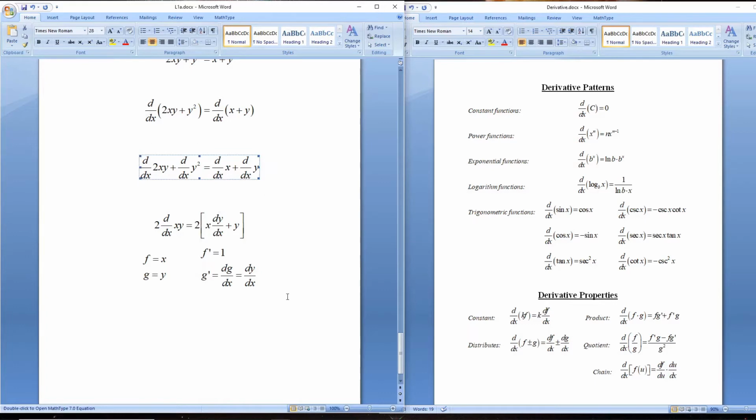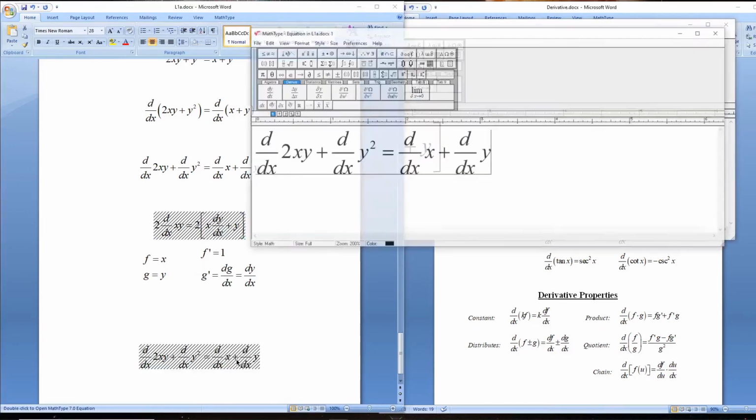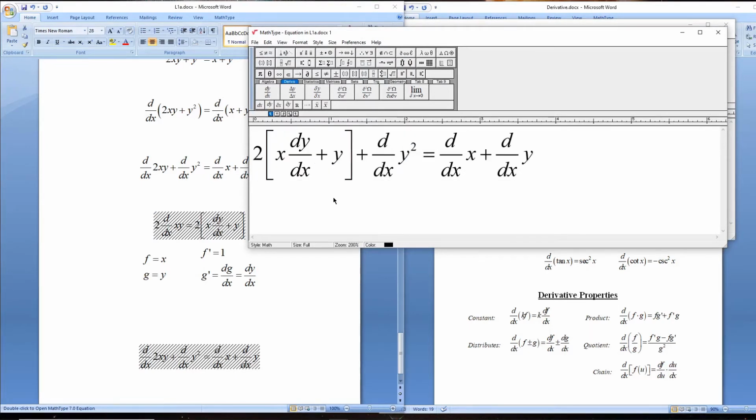So here's our original function again. And here's that product rule we just figured out. So right here, derivative of 2xy, we just figured out it's that.